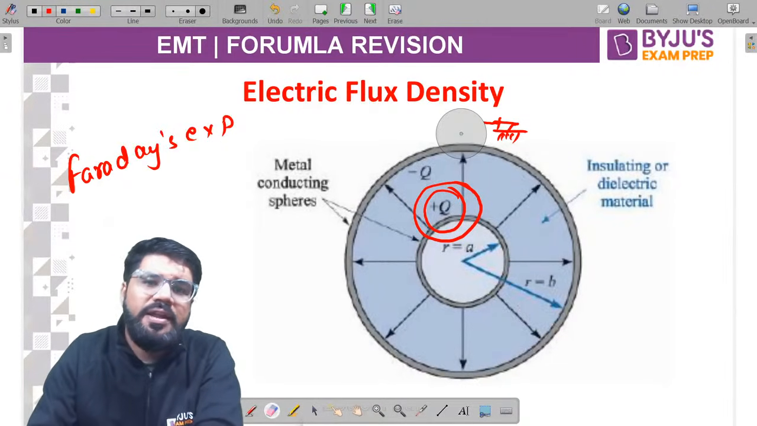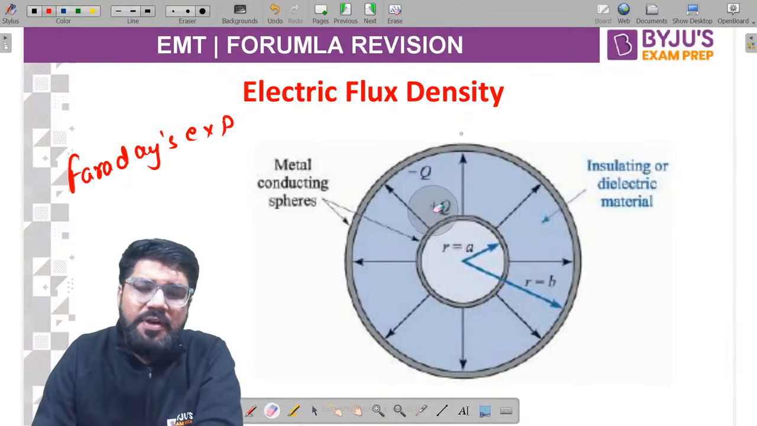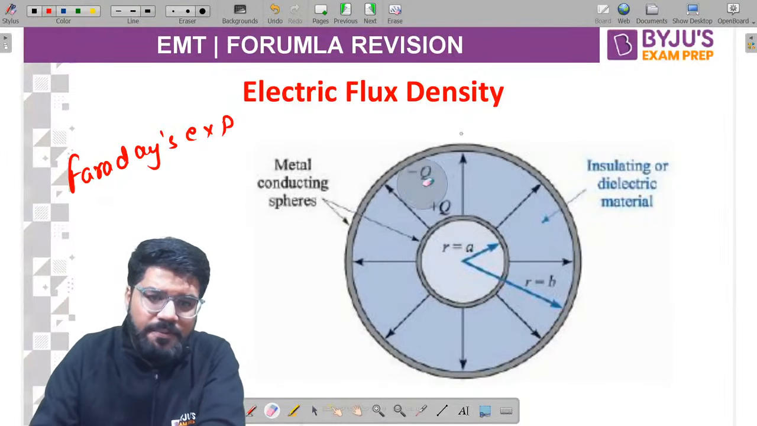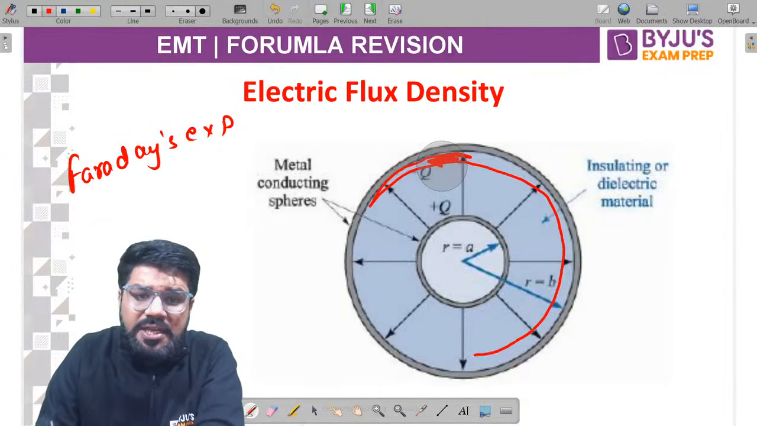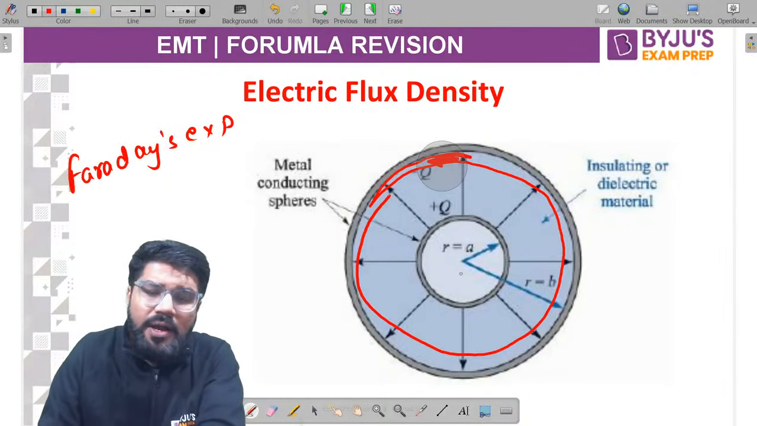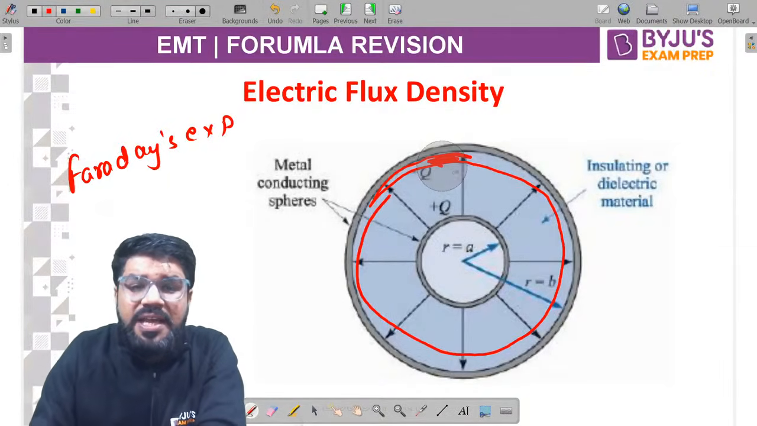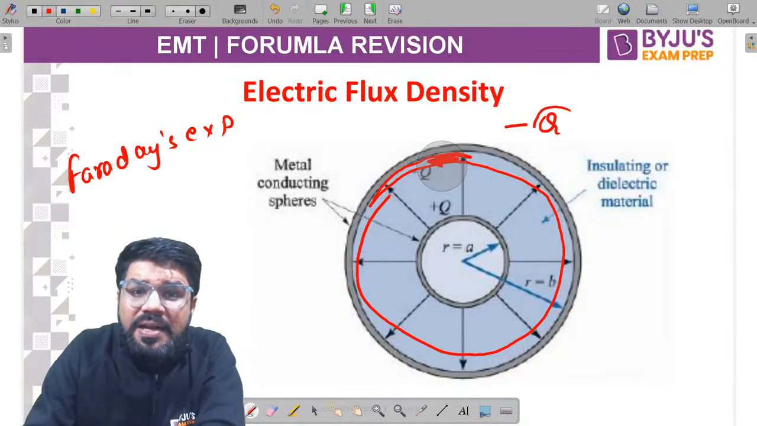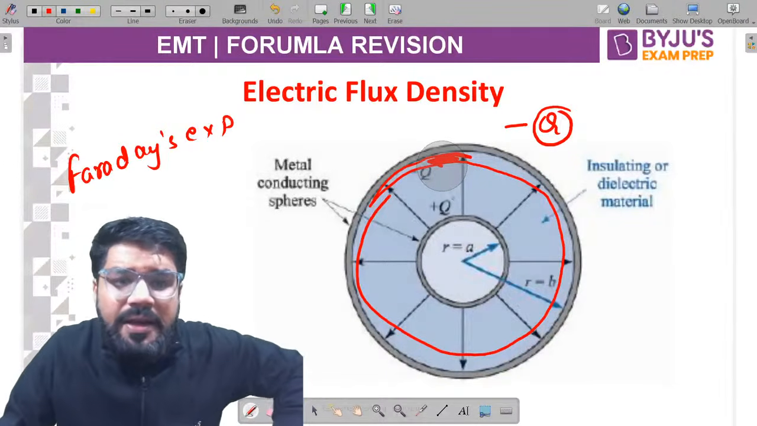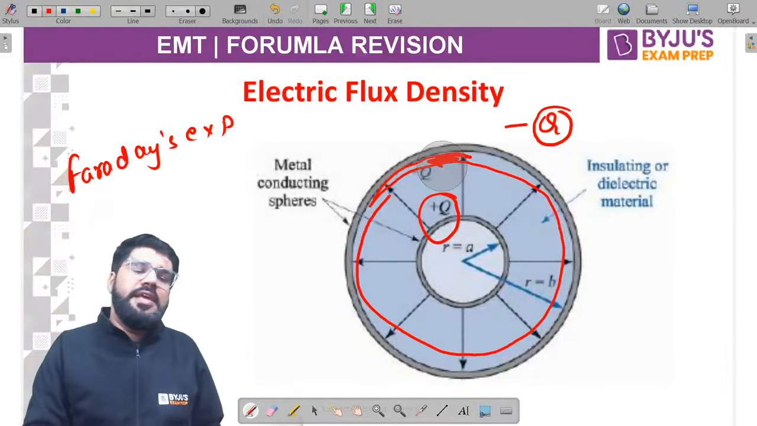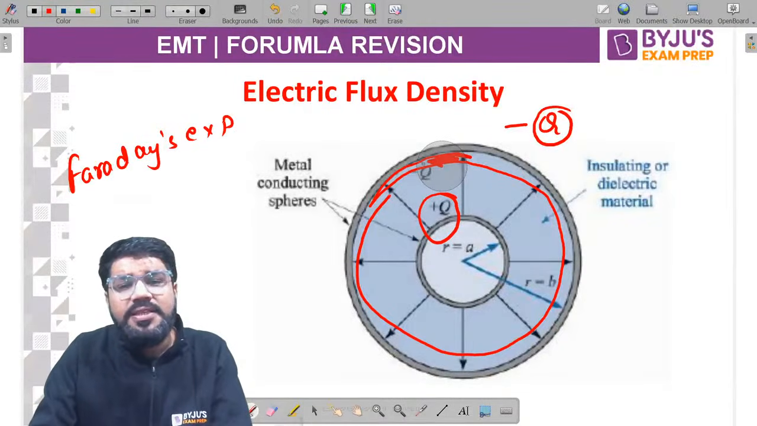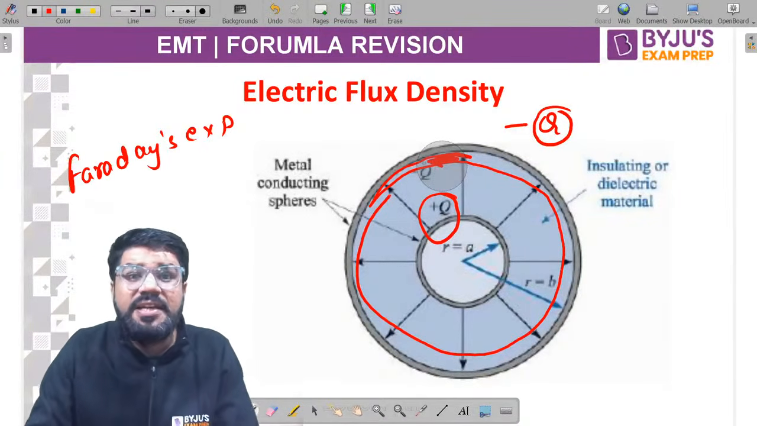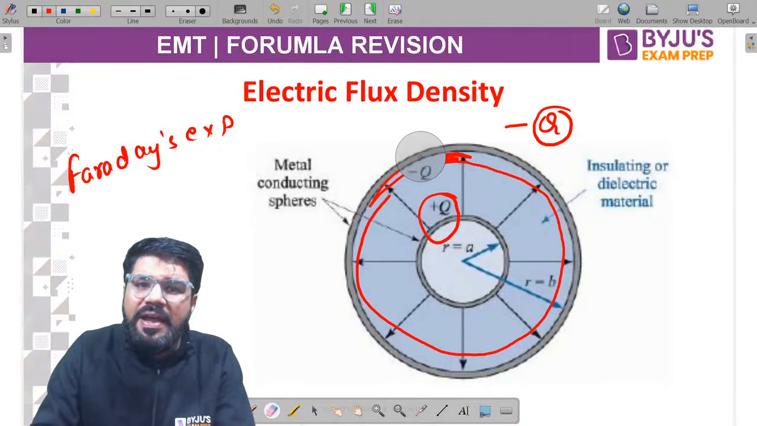What did Faraday observe? After a certain time, Faraday observed that the outer sphere, which was initially discharged by connecting to the ground, also developed a charge that was opposite in sign but equal in magnitude to the charge placed at the inner sphere. This led to the concept of the movement of charge, the displacement of charge.